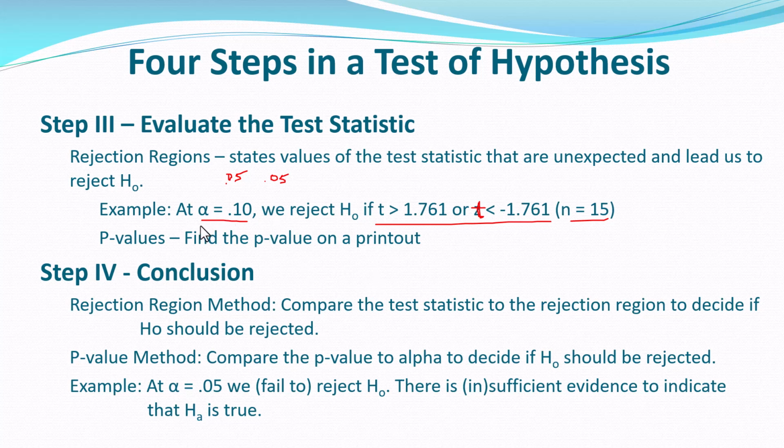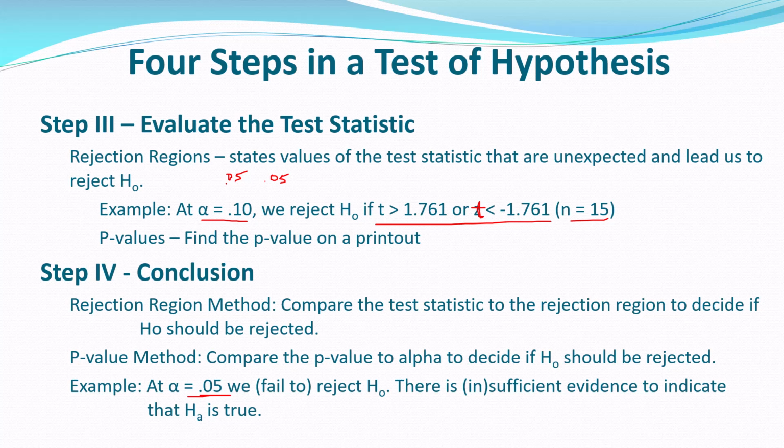At alpha equal 0.05, and perhaps I should have used 0.10 because that was what I used in the rejection region. But at some level of alpha, this alpha value should be between 0.01, 99% confident, and 0.10, 90% confident. You're either going to reject or fail to reject the null hypothesis. If you reject, there's sufficient evidence to indicate that the alternative is true. If you fail to reject, there's insufficient evidence to indicate that the alternative is true.